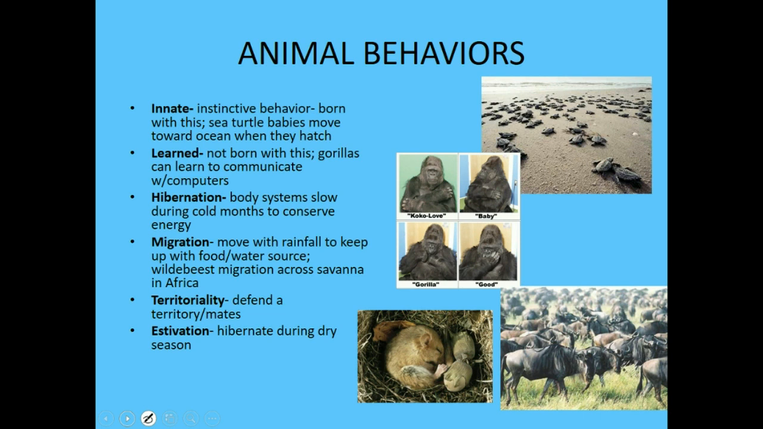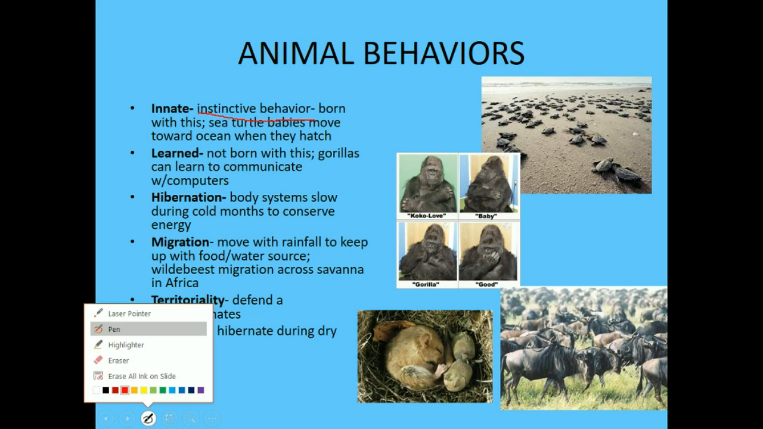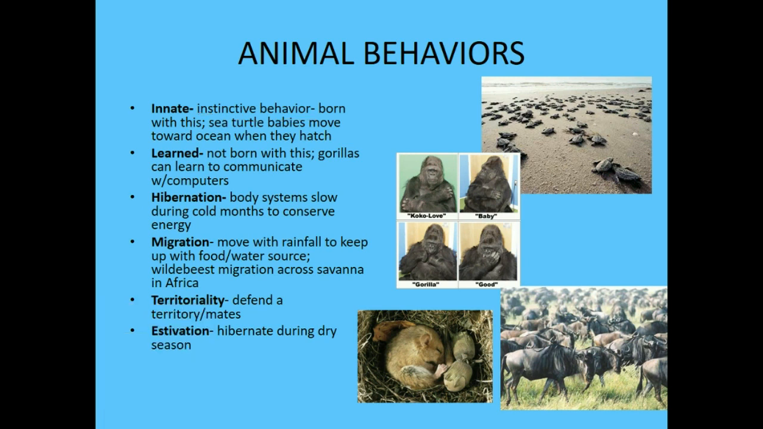Alright, the final thing that we're going to wrap up on today is animal behavior. Animal behavior can be broken into two groups. You can have innate or instinctive behavior. These are things that animals have from birth. They don't really learn it. It's almost in their DNA in a way. And then learned is something that is not born with. This is something you watch, you experience, you get information from. And those are your two broad categories.